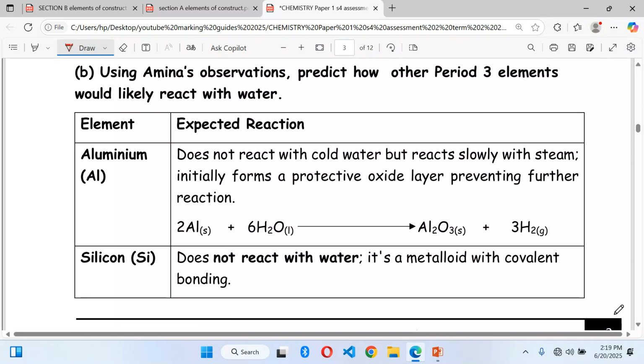Using Amina's observation, predict how other period 3 elements would likely react with water. So we have seen how 2 elements react, sodium and magnesium. Now let's talk about the remaining elements. We're starting with aluminium. Aluminium is expected not to react with cold water. That is number 1. It does not react with water, but reacts slowly with steam. It forms a protective oxide layer, preventing further reaction. So here is our equation. Don't forget to balance your equation.